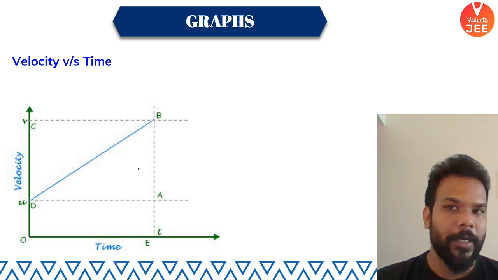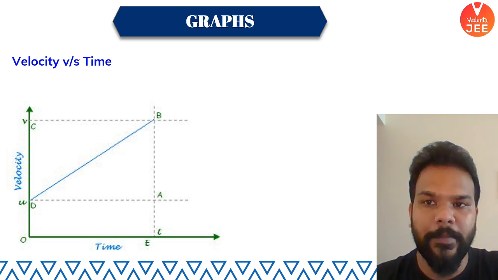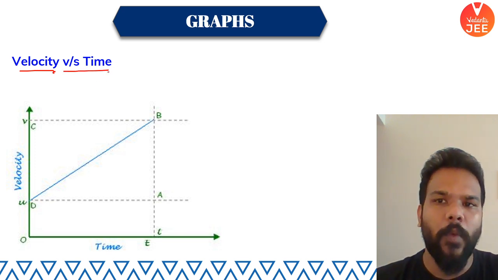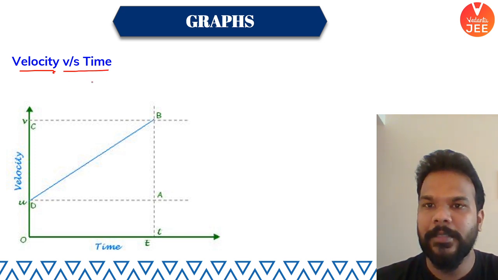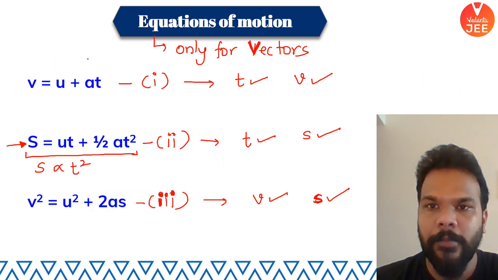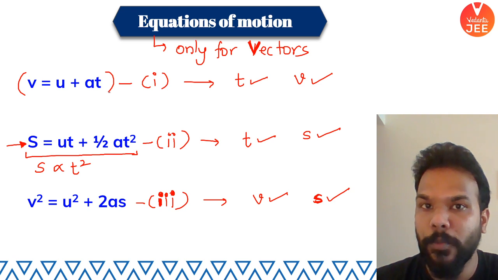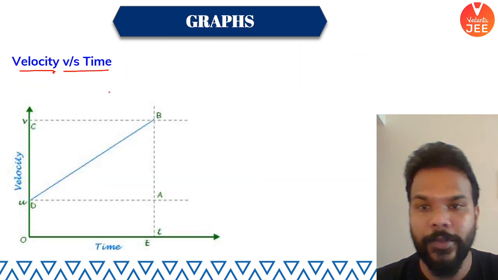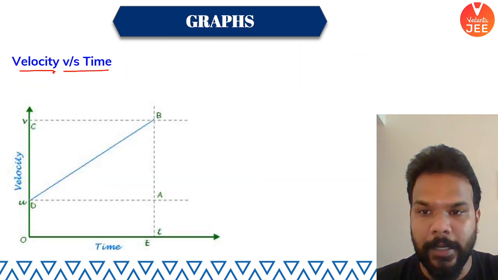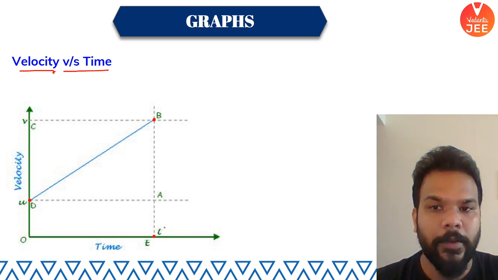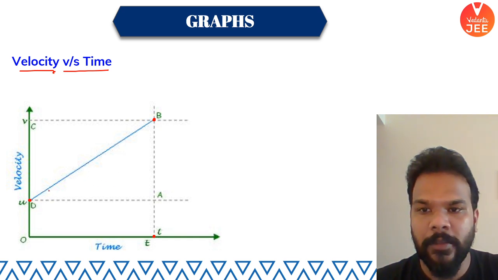Similarly, the most important graph of any kinematics case is the velocity versus time graph. Now, why is the velocity versus time graph the most important one? First of all, if you look at the graph, velocity and time are related as v equal to u plus at, which is basically a straight line graph. So you can see that this is the initial velocity, and this is going to become the final velocity after traveling for a time t.